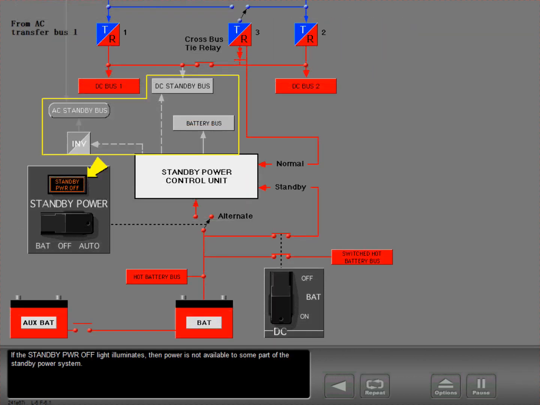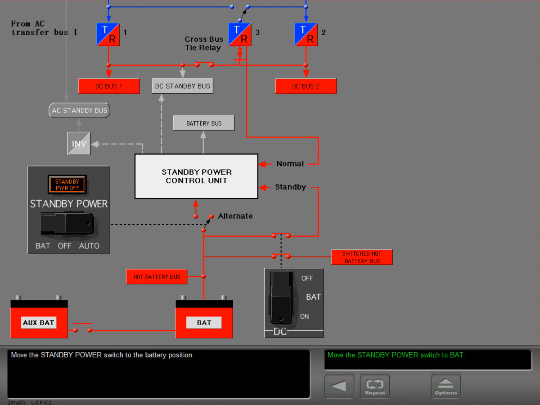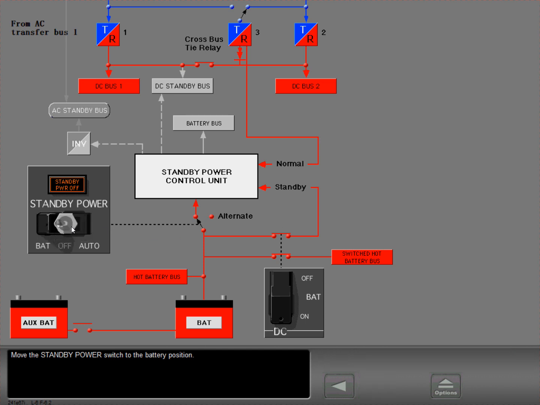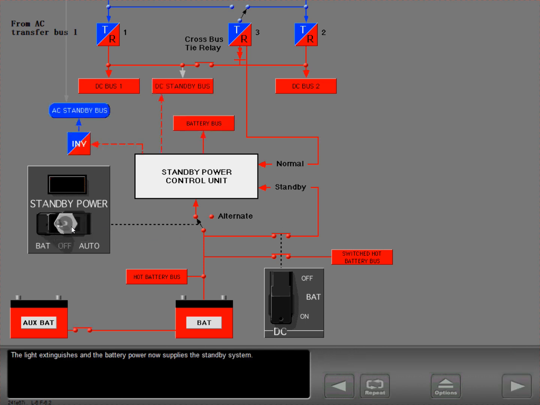If the standby power off light illuminates, then power is not available to some part of the standby power system. Move the standby power switch to the battery position. The light extinguishes and the battery power now supplies the standby system.